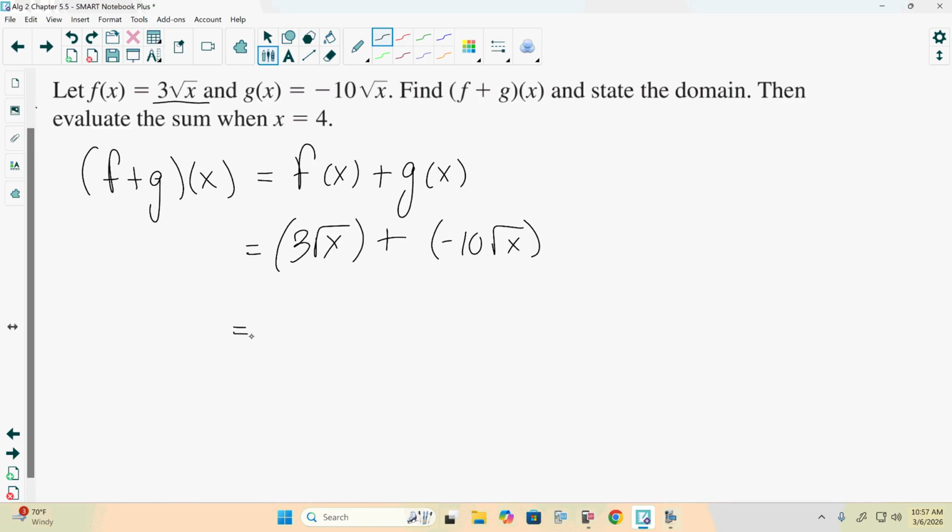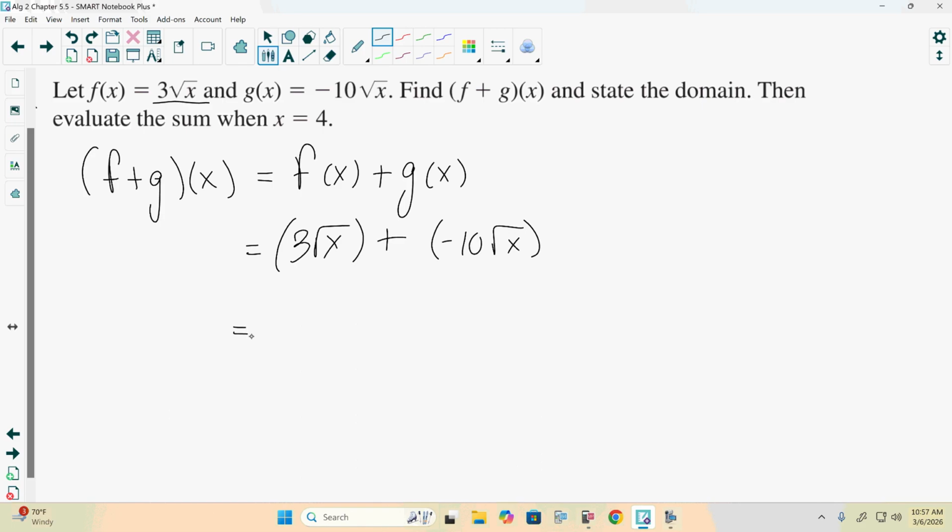Which really does nothing because I took the x out and put the x back in. So f of x is 3 square roots of x. G of x is negative 10 square roots of x. And I just replace f of x and g of x with what they are. Questions on this here? So really with adding it, I take what f of x is and replace it. Take what g of x is and replace it.